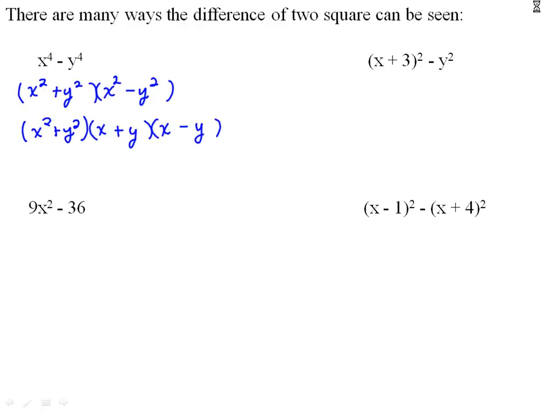So let's go to the one on the top right. This is, watch guys, this is the difference of two squares. X plus 3 quantity squared is a perfect square.